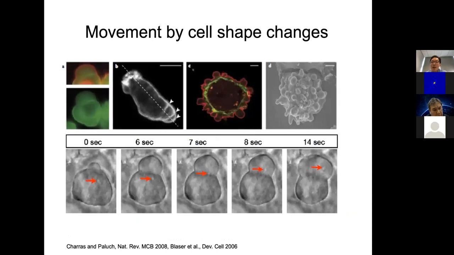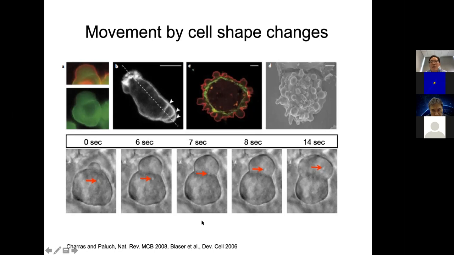Now this is going into slightly more detail. If you look at the bottom panel here, this is a time series of a single cell undergoing this shape change. Initially the cell has a small protrusion, and then this protrusion grows bigger and bigger. The arrow points to a fiducial marker, just some organelle in the cytoplasm that seems to flow into this, suggesting that there's some cytoplasmic flow that is responsible for this shape change.